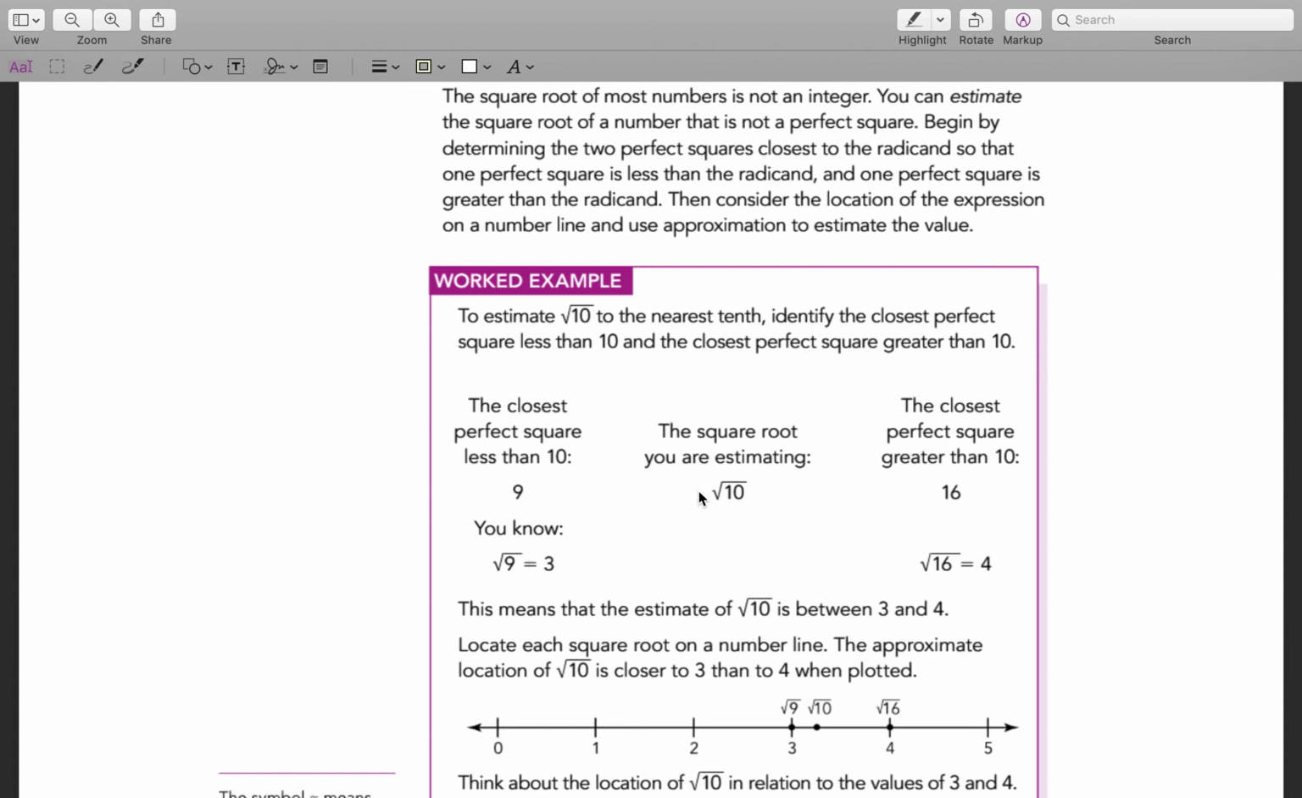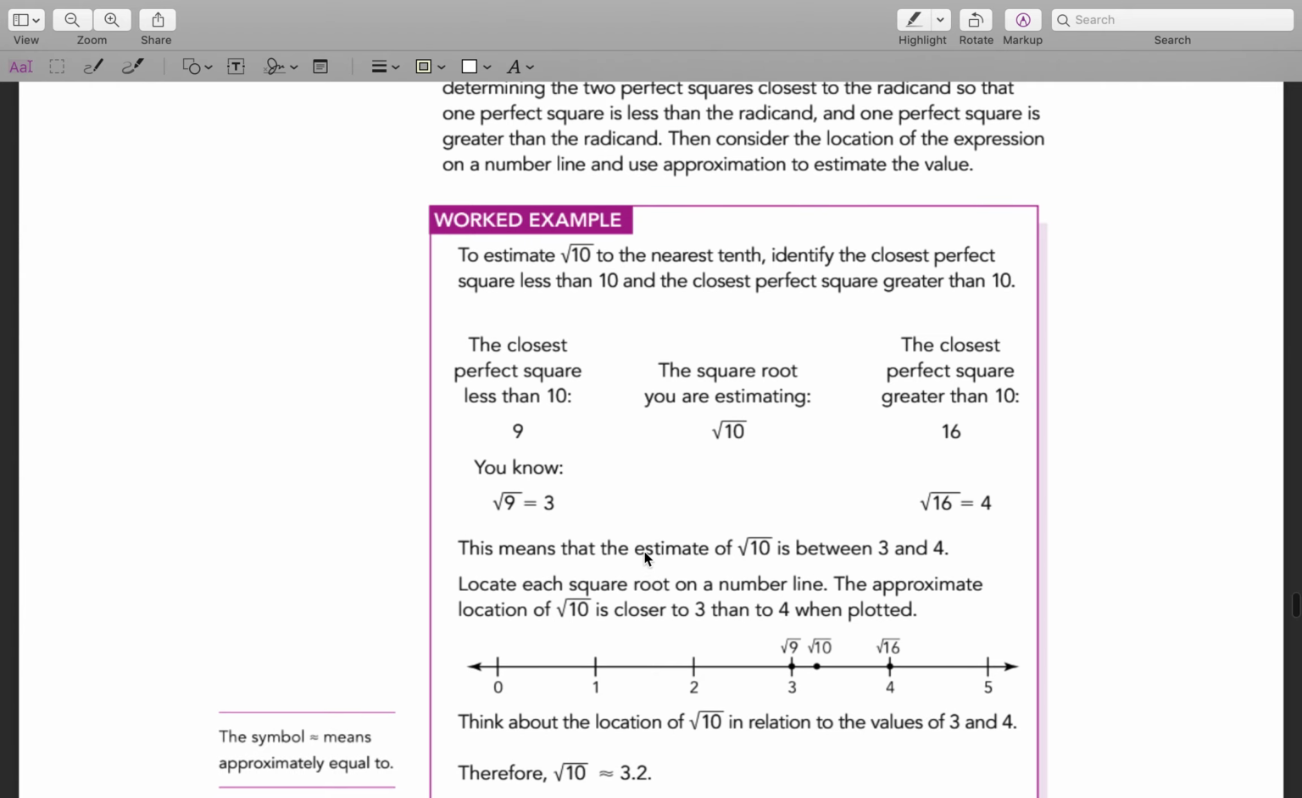So that's that, and on the right side of radical 10, we're going to put the closest perfect square that's greater than 10. So we know that 11 doesn't count, 12 is not a perfect square, 13 is not a perfect square, 14 is not, 15 is not. But 16, yes, because the square root of 16 is equal to 4. So the perfect squares from each side, you're going to put on the left side and the right side of the radical that you're trying to estimate.